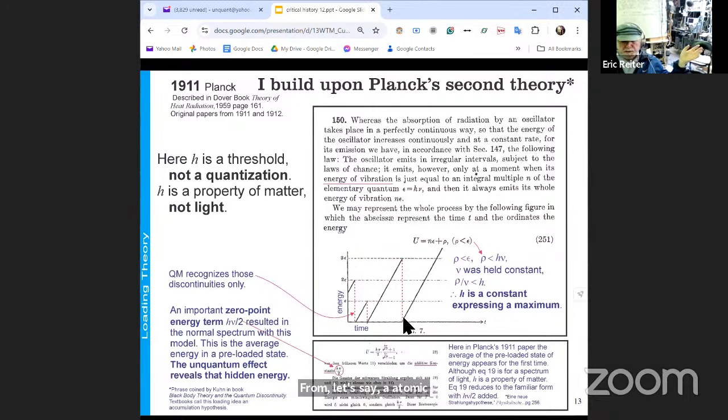emission of light. Another important thing that came out of this derivation of the black body equation, all this is about his derivation of the black body equation, was this half an h nu, and that has been used in low temperature physics. And I embrace this. It's the average amount during the loading. There's a preloaded state whose average has this amount of energy.